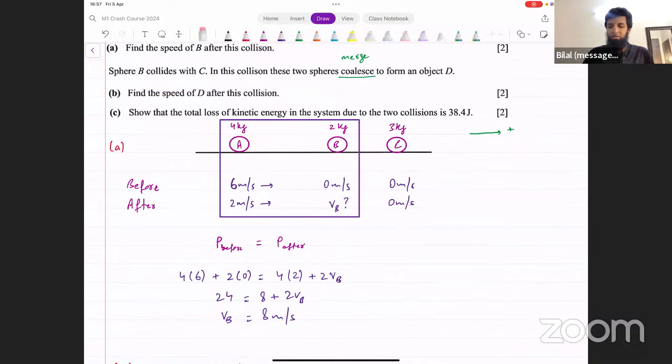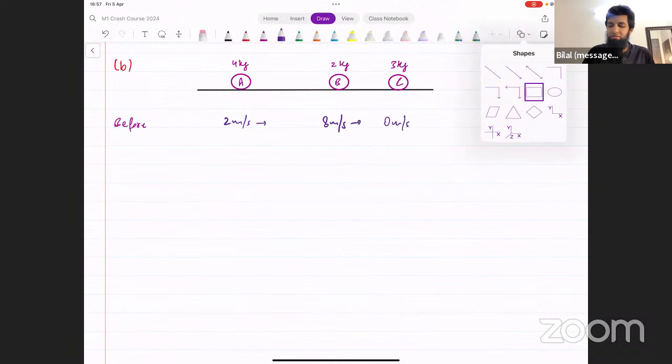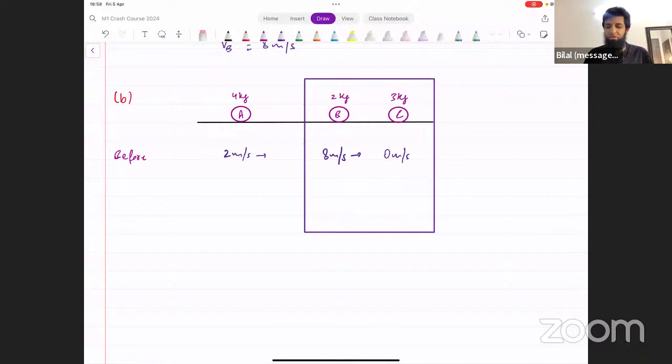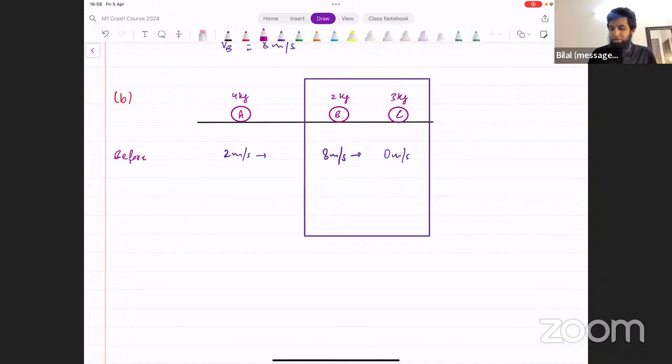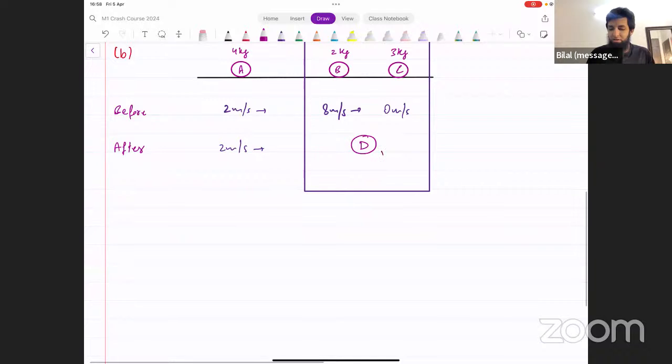Now B and C collide, and they become one single object, D now. Now this is the state before collision. Now we are only going to focus on B and C. Ignore A now because that's not involved in any collision. What happens with B and C? They coalesce to form one single object. So now we have one single object after a collision. A does not change. It's still moving at 2 meters per second. Again, we're ignoring that. We don't necessarily have to show that even. We can just ignore that. B and C merge to form one single object. And we need to find the speed of this one single object.